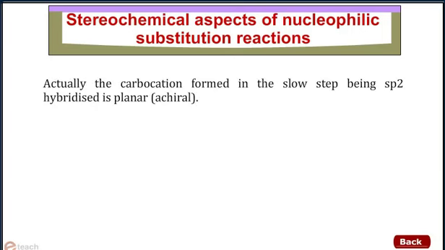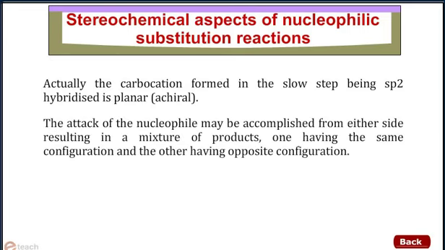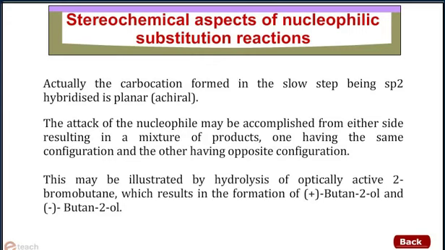Actually, the carbocation formed in the slow step, being sp2 hybridized, is planar, that is, achiral. The attack of the nucleophile may be accomplished from either side, resulting in a mixture of products, one having the same configuration and the other having opposite configuration. This may be illustrated by hydrolysis of optically active 2-bromobutane, which results in the formation of dextro butan-2-ol and levo butan-2-ol.